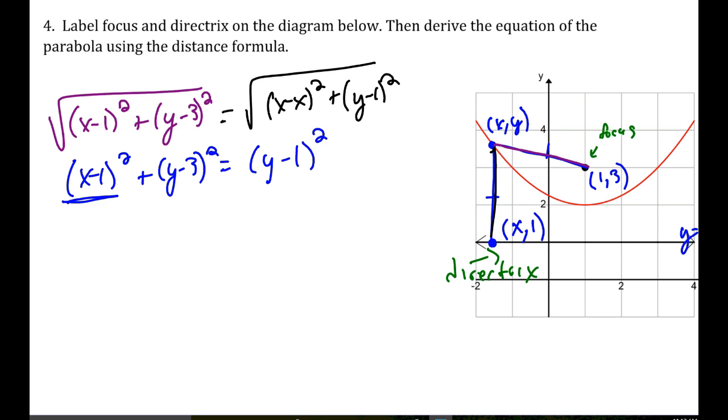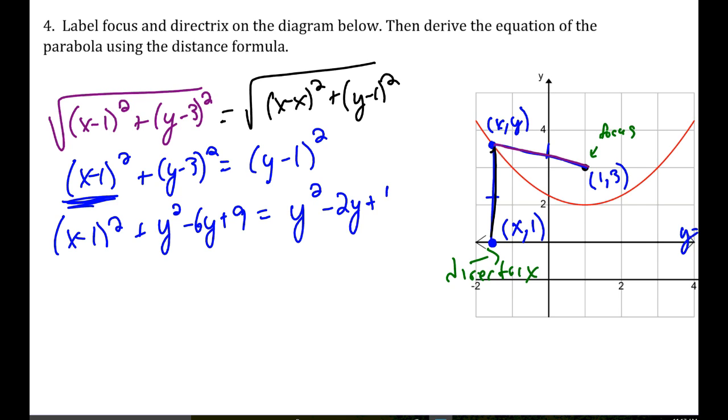I'm not going to touch the x minus 1 squared because that will keep it in vertex form, and I really don't want to have to go to standard form. I could, but I'd rather have it in vertex form, so I'm not going to touch the x minus 1 squared. I am, however, going to square out y minus 3 squared. Make a box on the side if you have to, but you get y squared minus 6y plus 9 equals, square that out, y squared minus 2y plus 1.